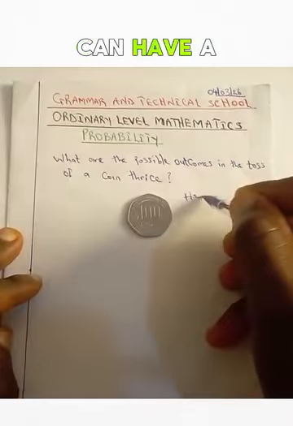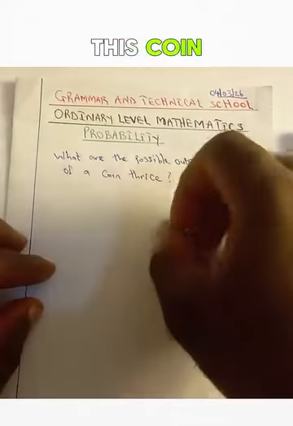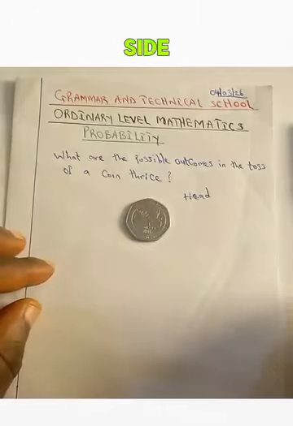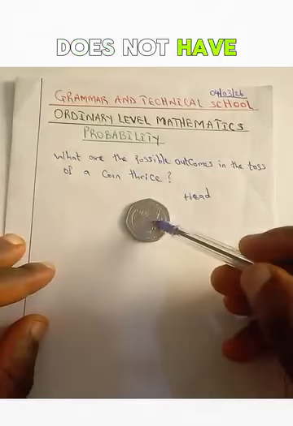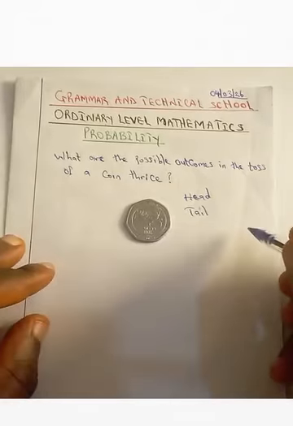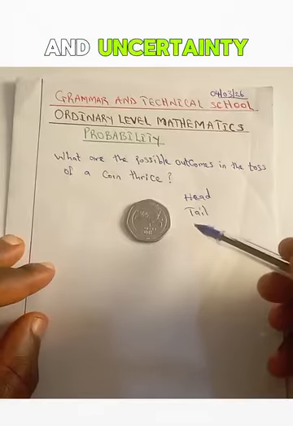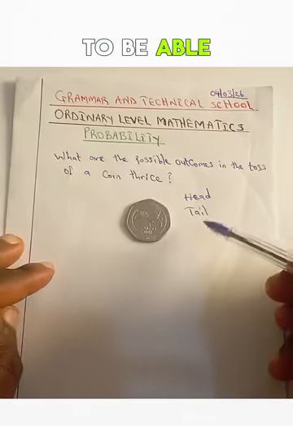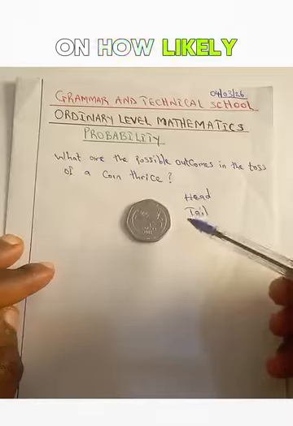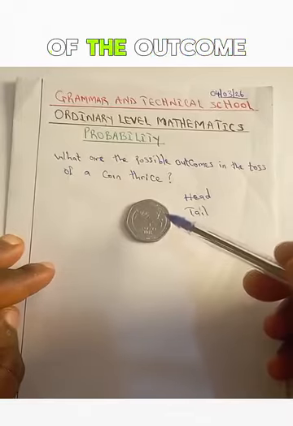So a coin can have a head, and if I was to flip this coin and I put up the other side, the side which does not have the numbers, we call that side the tail. So probability is the mathematics of chance and uncertainty. It allows us to put a number on how likely something is to happen when we are not 100% sure of the outcome.